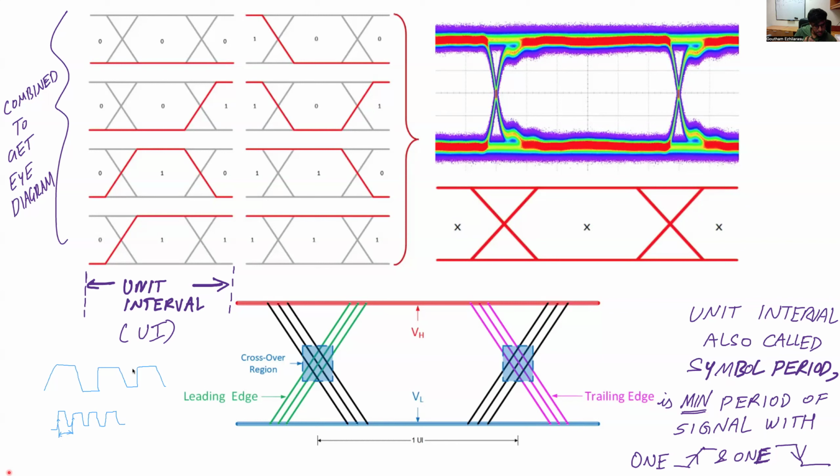And now what you can do is you can take the signal and divide it into a bunch of unit intervals like this. Remember, this is the rising edge of the clock. So you can divide the signal into these so-called unit intervals. And this can be done both at the transmitter side as well as the receiver side.